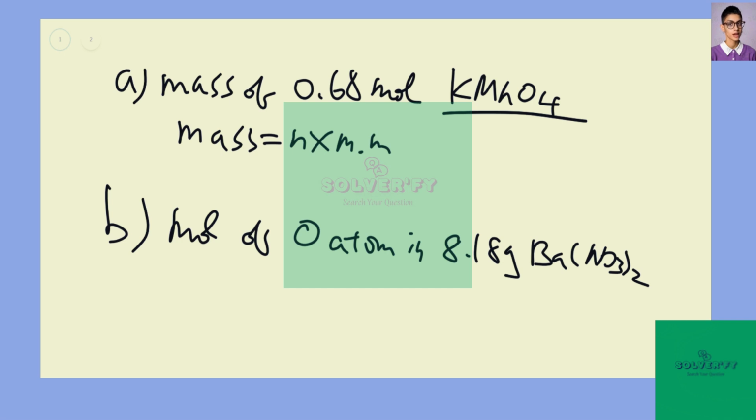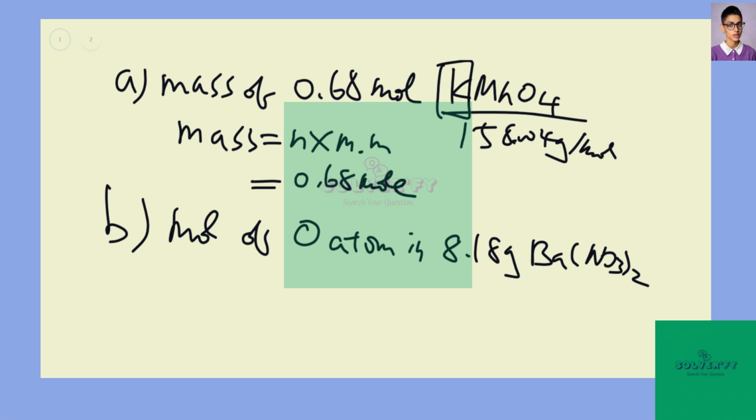So potassium will be 39.1. You can just look for the corresponding molar mass of each of them from a textbook, and then you should be able to find out the molar mass. So we have potassium plus manganese, 54.94, plus 4 oxygen. So the total of that will be 158.04 gram per mole.